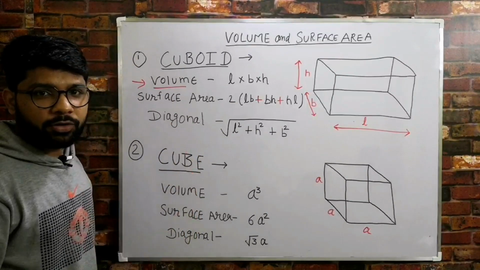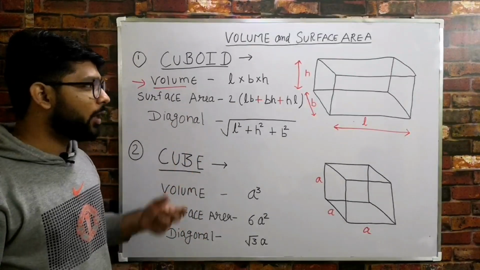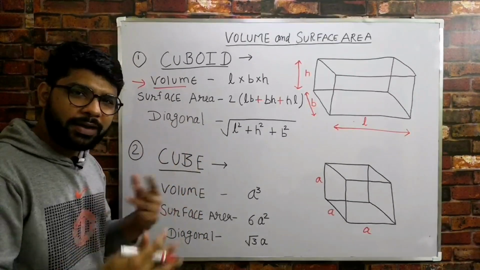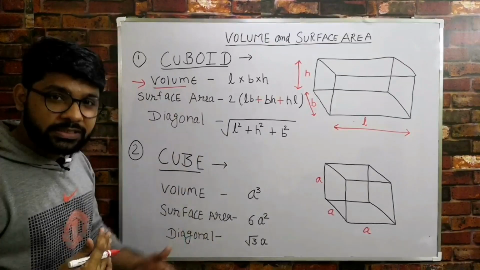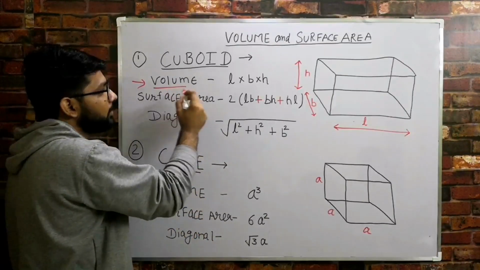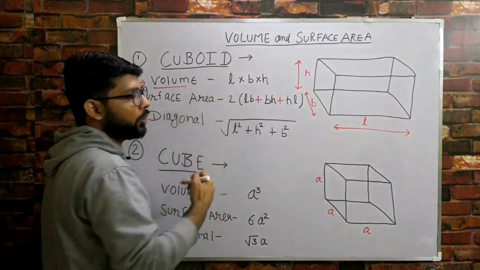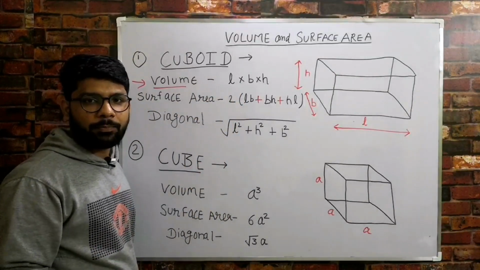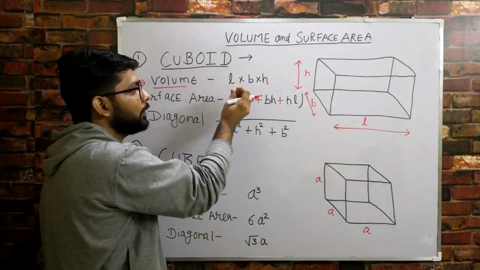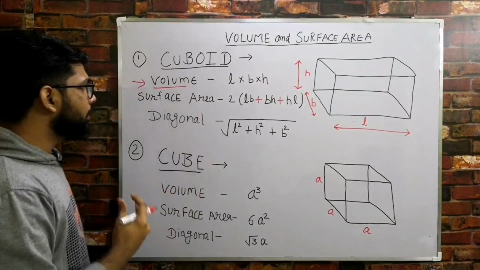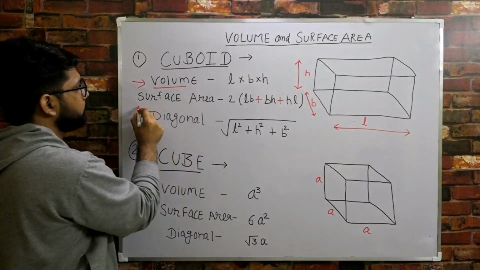So you have to write in your notebook. So please try to write with me. So aapka ye permanent notes ban jayenge. So you have to revise again and again in very less time. So please keep writing with me. So by this we can find the volume. Volume of the cuboid is equal to length into breadth into height; you can apply this formula directly in the questions. Now come to the surface area.